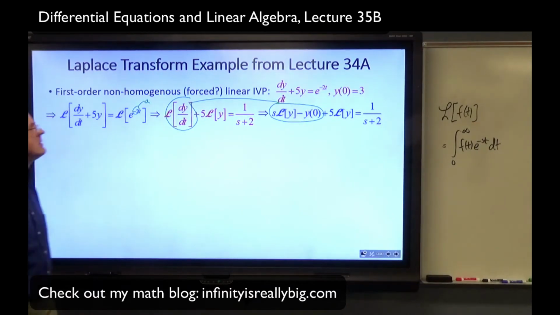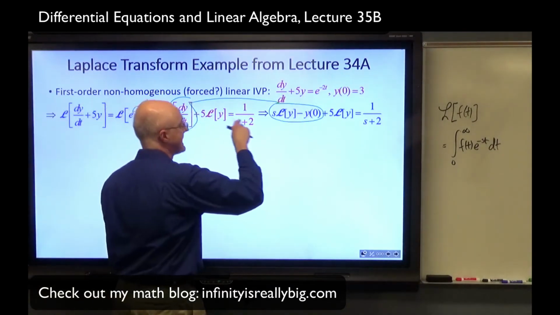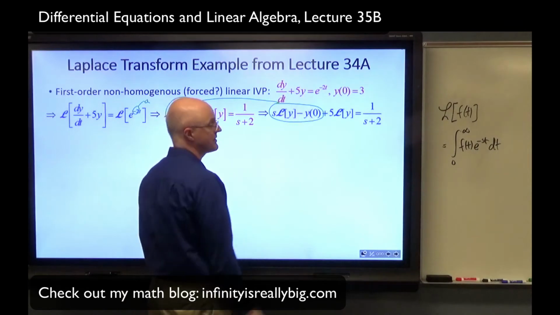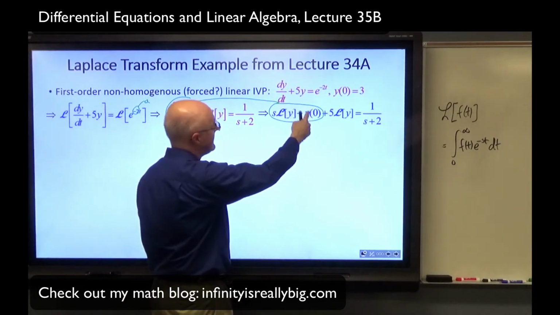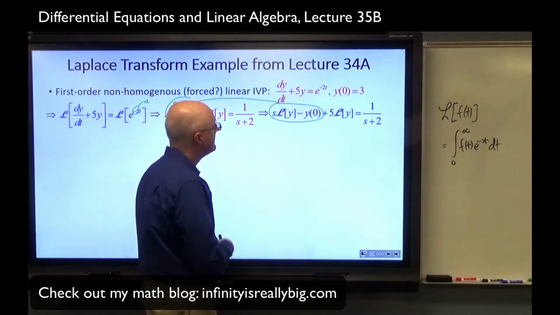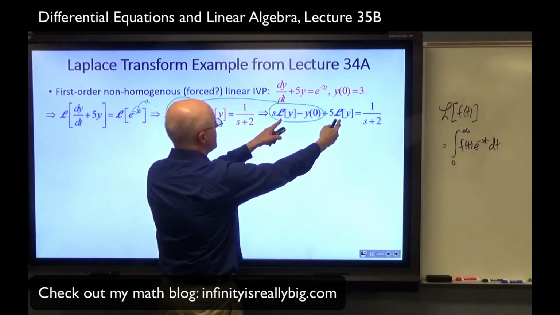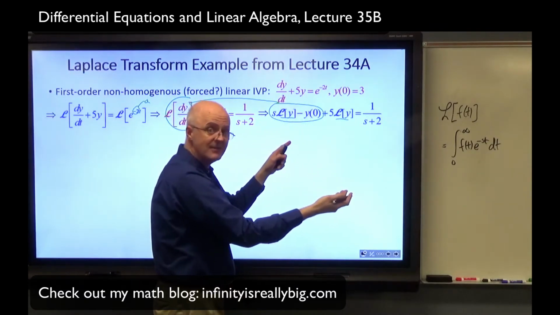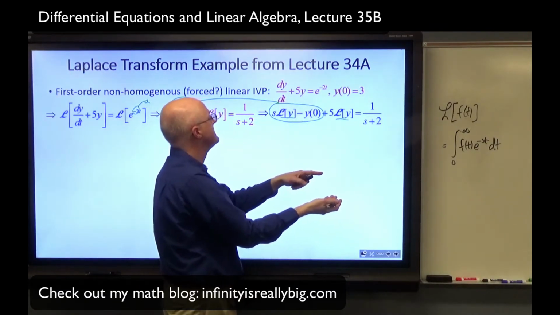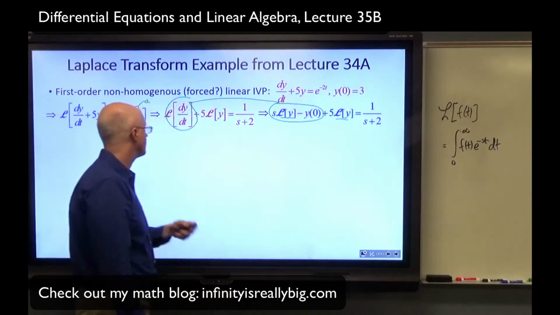Continue. How? Solve this algebra equation for the Laplace transform of y. Add y of 0 to both sides to cancel here, meaning add 3 to both sides. And then these two terms have a common factor of the Laplace transform. It can be factored out, and you're left with s plus 5 times the Laplace transform of y. Divide both sides by s plus 5.